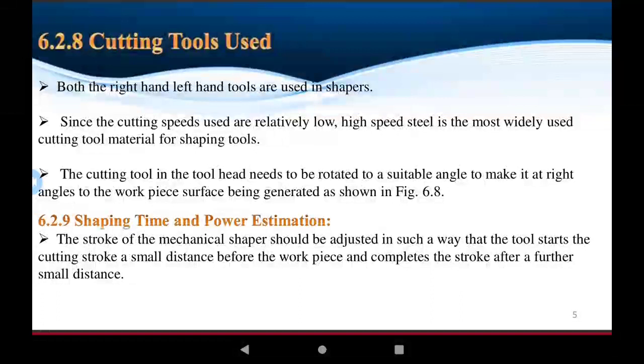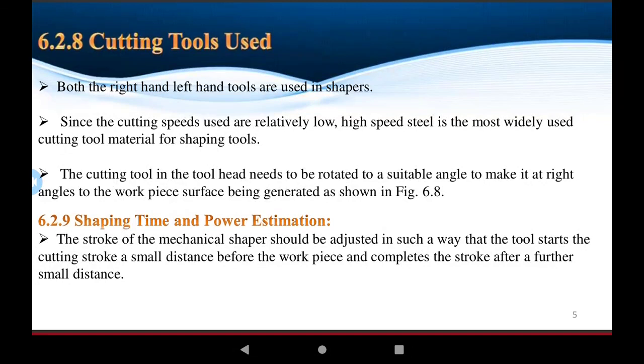Since the cutting speed used is relatively low, high speed steel is the most widely used cutting tool material for shaping tools. Some of the tools are used in the machines for shaping, along with other holding devices. High speed steel is the most widely used material for its cutting speed. The metal cutting operation on the workpiece is very strong for these tools.